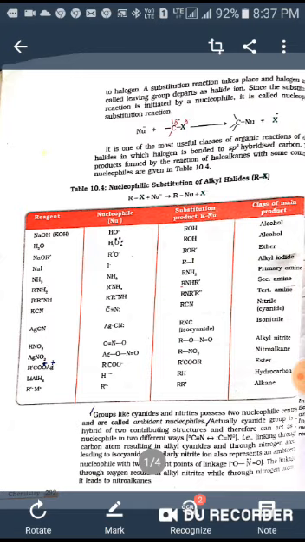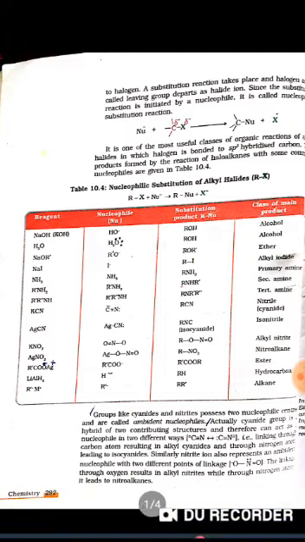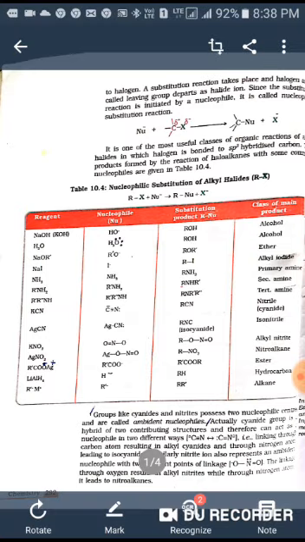The nucleophile of this reagent is OH negative, so X is substituted by OH negative, and we get ROH, this is the alcohol product. Second one is H2O, the nucleophile of this molecule is again OH negative, so we get the alcohol product. Third one is NaOR, the nucleophile of this molecule is OR negative, so we get ROR, this is an ether molecule.